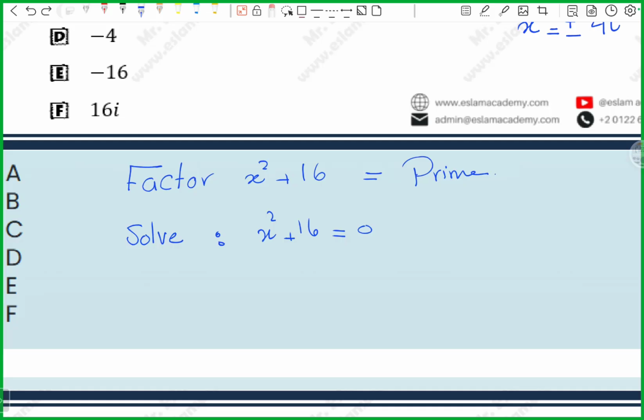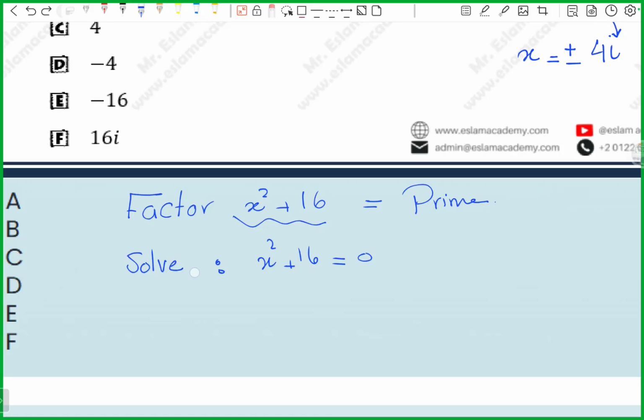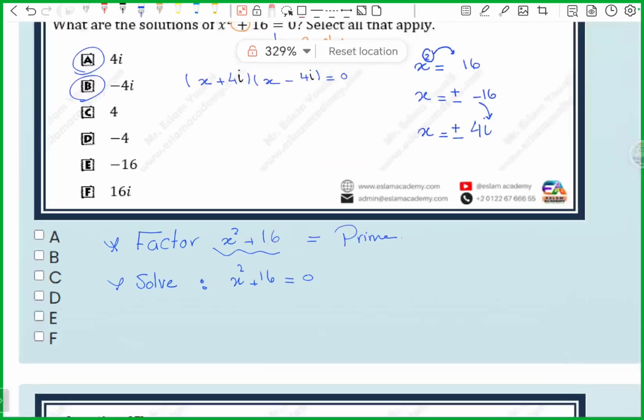You understand this part? So in factoring, we can't factorize it because factoring depends on real numbers, and the answer of a sum of two squares is a complex number. We can find the solution for that. You understand the difference between the two questions? Factor, we can't factor. Solve, we can solve. Any problem for this part?